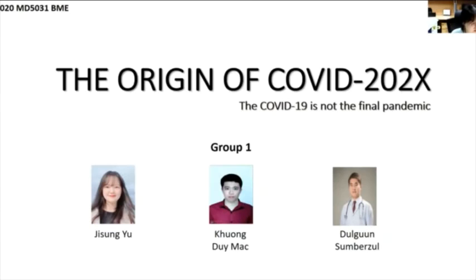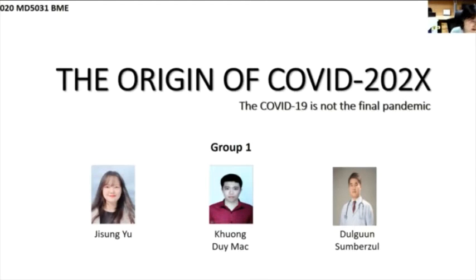Hello guys, we are Group 1 and we are going to talk about the origin of COVID-19, what the next pandemic might be, and what we can do to prevent the next pandemic. To know the origin of COVID-19, it is important to find the clues which can lead to a cure for COVID-19.